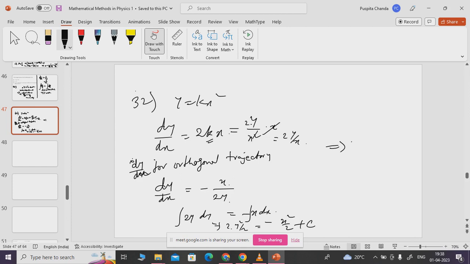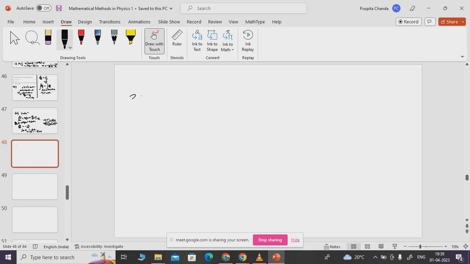When we take the integration of this, it will be 2 into y square by 2 equals minus x square by 2 plus c. So y square is equal to minus x square by 2 plus c, so 2y square plus x square is equal to 2c. This is the equation of the orthogonal trajectory.